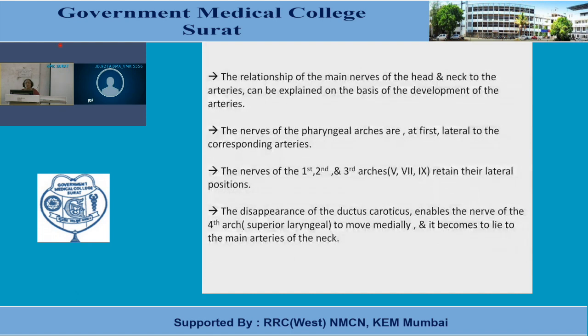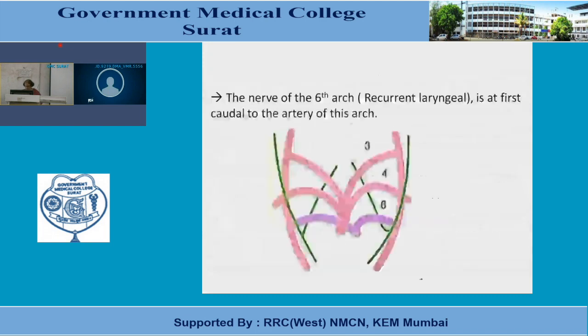The nerves of the pharyngeal arches are at first lateral to the corresponding artery. In the given diagram you can see the nerves indicated in green color. These are lateral to the arches. So here the third pharyngeal arch, fourth arch artery and the sixth arch artery, right?